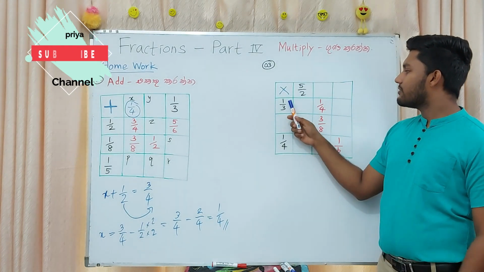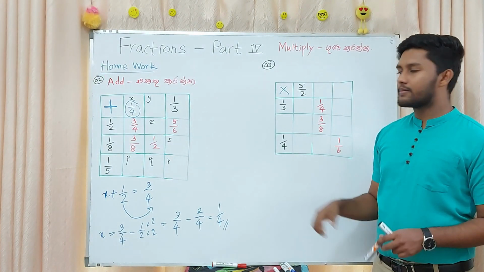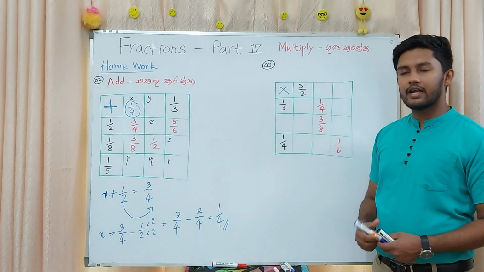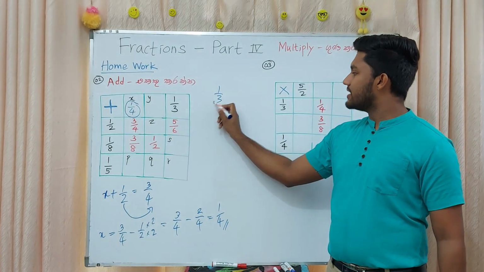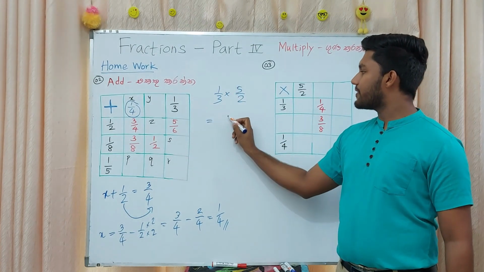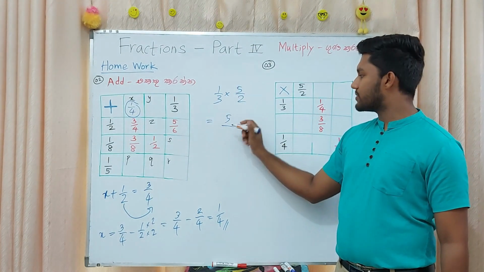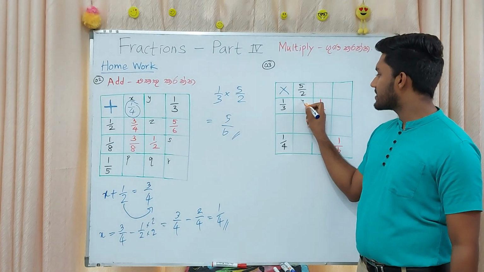Then here 1 over 3 into 5 over 2, or else the product of 1 over 3 and 5 over 2. 1 into 5, 5. 3 into 2, 6. 5 over 6 is the answer for here.